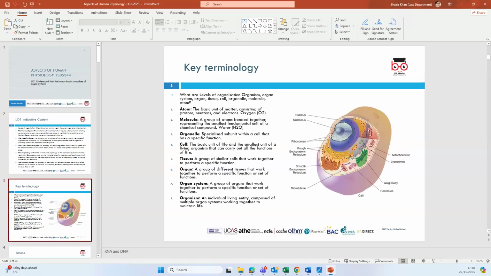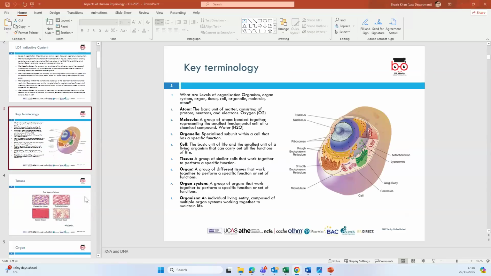Key terminology: can you see the slide that says key terminology? Yes, please. Excellent. The key terminology covers the elements of atoms, molecules, organelles, cells, tissue, organ system, and organism. We'll look at them in more detail and what they cover. The diagram looks at things like the nucleus and elements of the microtubules.